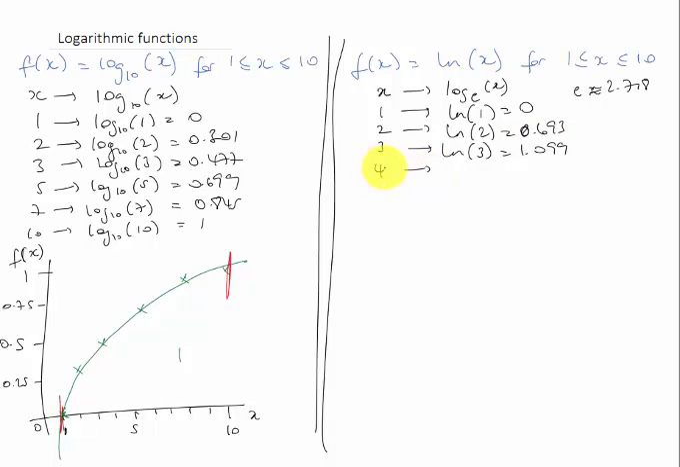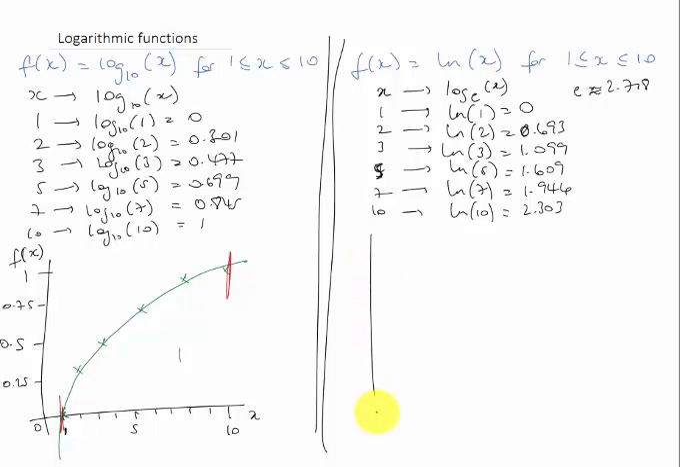4, we're not going to bother with. 5 gives us the natural log of 5, which is 1.609. 7 gives us the natural log of 7, which is 1.946. And 10 gives us the natural log of 10, which is 2.303. So let's draw those out.